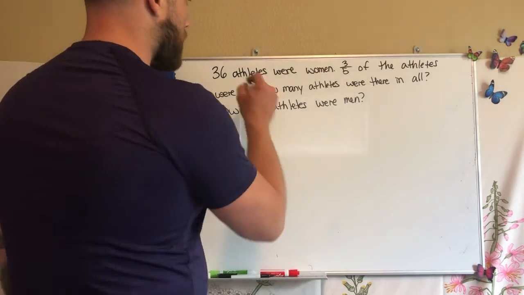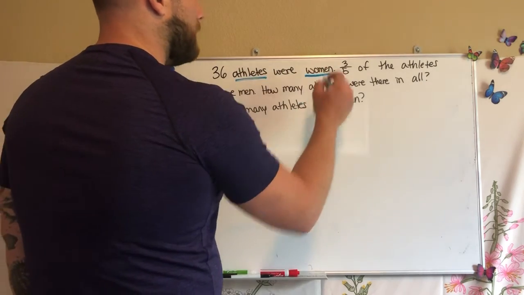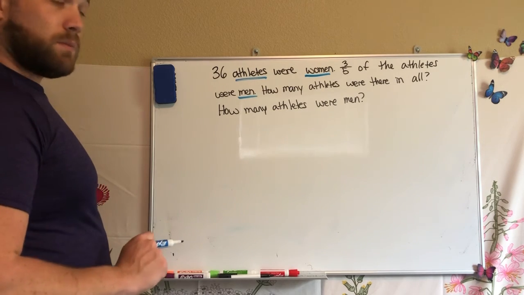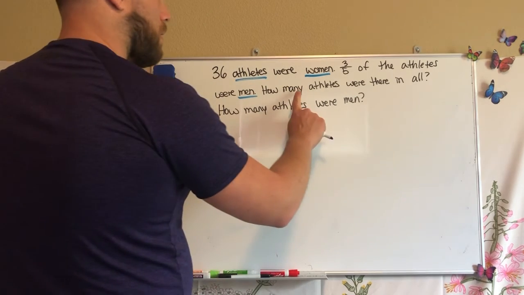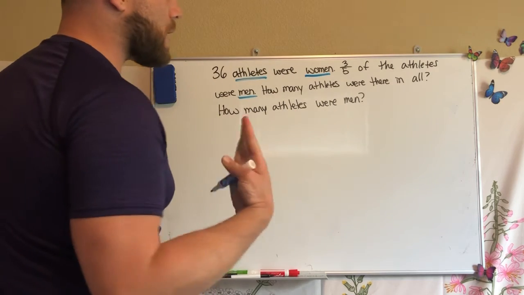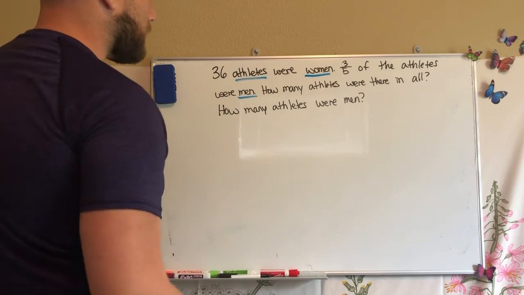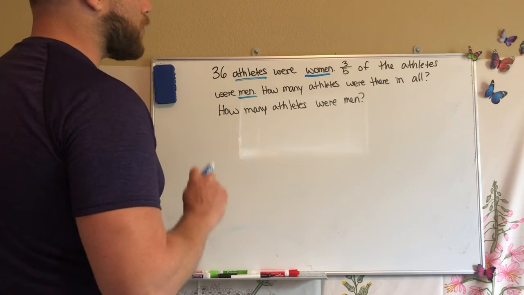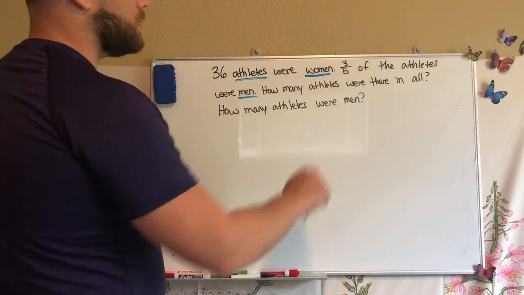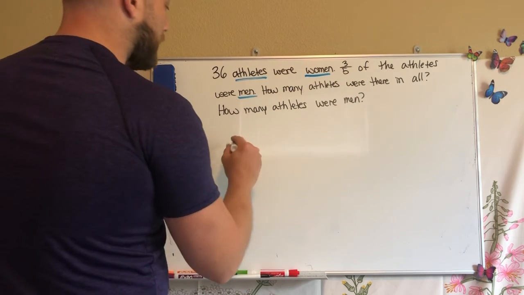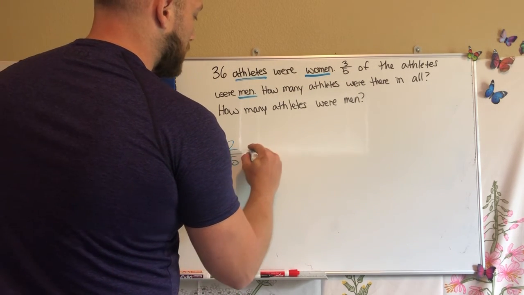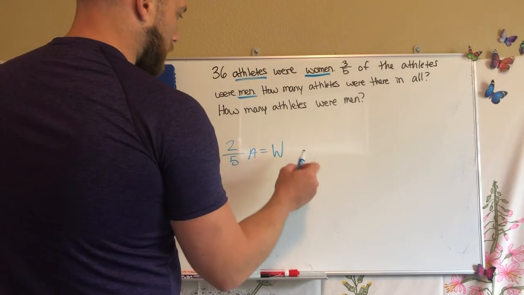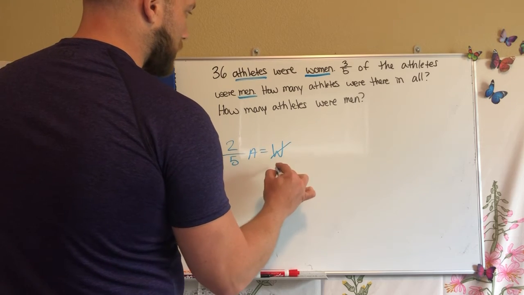What we know so far is there's athletes. Some are women, some are men. It's kind of written backwards than what we're used to. It wants us to also know how many athletes in all and how many were actually men, not just a fraction, the whole number. So the whole number it gives us though is women. I know 36 were women. So what's left over? 2/5. 2/5 of the athletes were women. And what do I know W equals? 36.